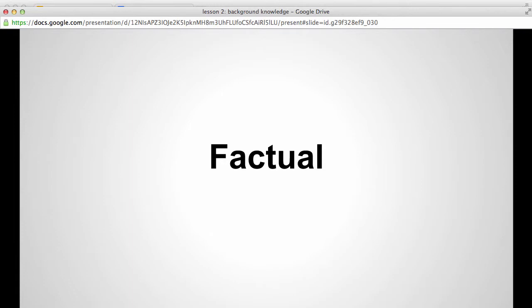The first one is factual. So the first type of question is a factual question. For example, what is the color of the sky? How old are you? How old was William Shakespeare when he wrote Romeo and Juliet? Where was Romeo and Juliet set? These are just factual questions, it's just a 1 + 1 = 2, a yes or no answer, and that's important to know.